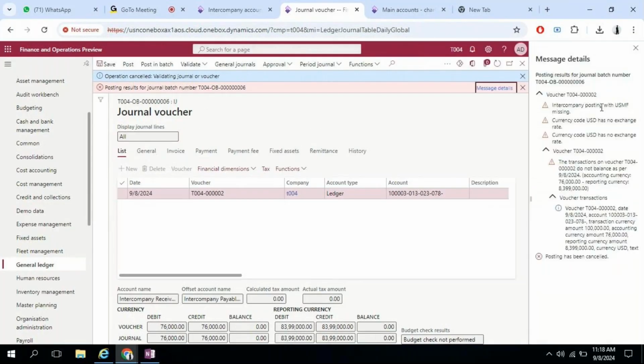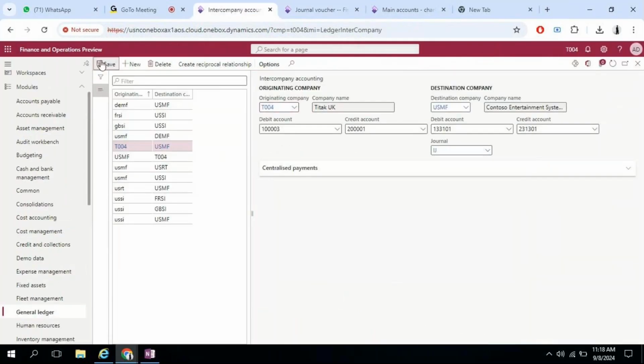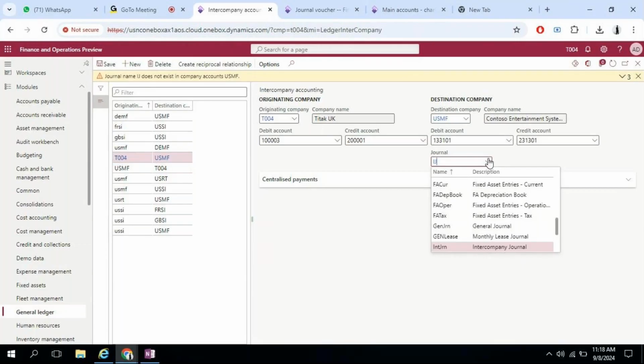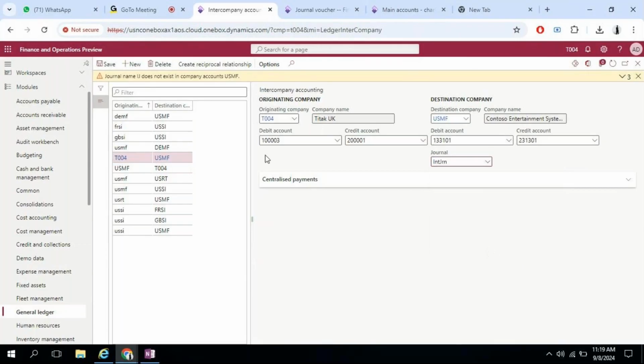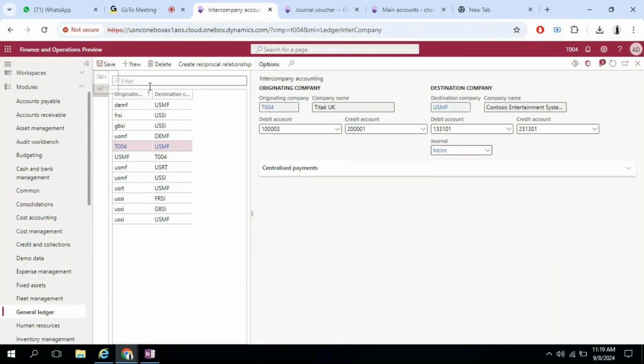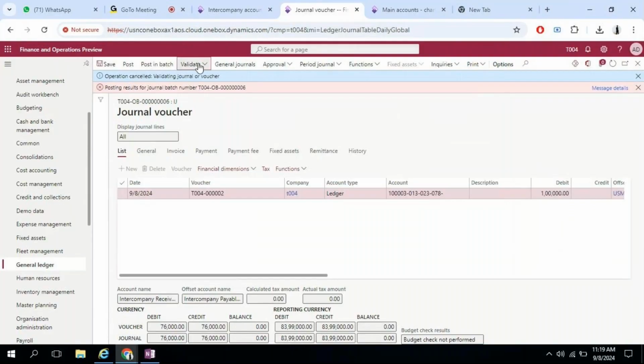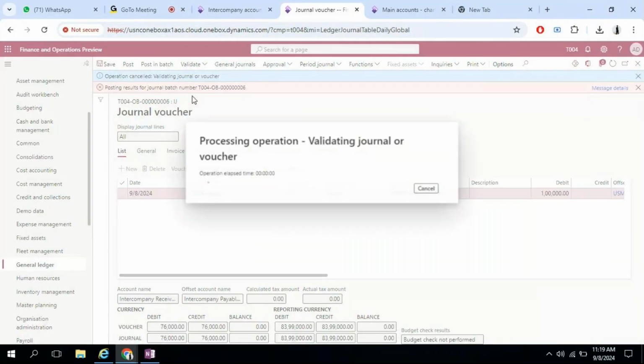Intercompany accounting with USMF missing. Let me save it first. It is saying USMF to T004 to USMF intercompany journal does not exist. Over here it is intercompany journal. So save it now. It is now saved. Let me retry, validate, simulate posting.